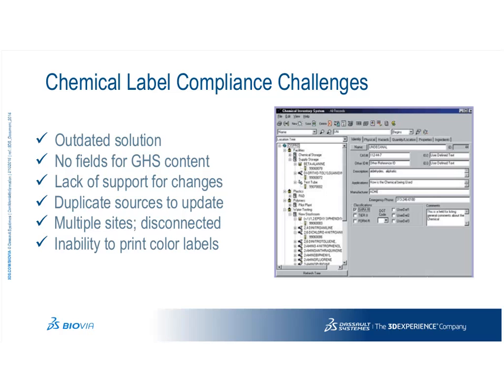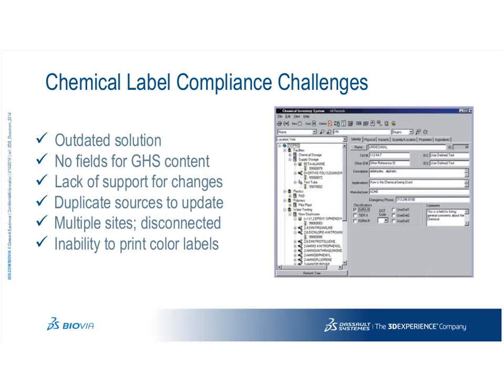It's very hard when you can't see it side by side. This is my NFPA values. This is my fire code classifications. This is the new GHS. There's lack of support for changes. If you're using a legacy system, you've got to look at the fact that, do you have a development group behind it? Are they able to make those changes to allow you to move forward, to grow as OSHA adopts these changes? And of course, that leads to problems with duplicate sources for updating.